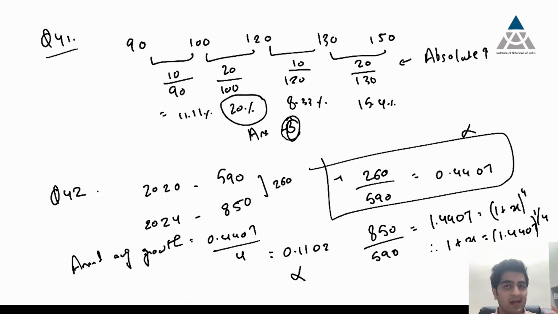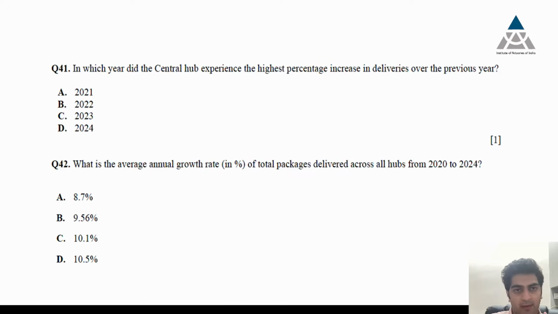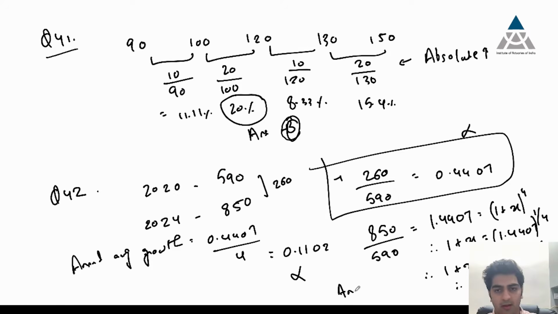This is your compound interest logic that we apply on this growth rate, and therefore 1 plus x would be something like 1.4407 raised to 1 by 4, that is 1.0956, and therefore x is 0.0956, or you can say 9.56 percent. So x is 9.56 percent, which means your annualized growth is 9.56 percent, and you can see your option B is exactly that, and that is the correct answer. So your answer is option B.